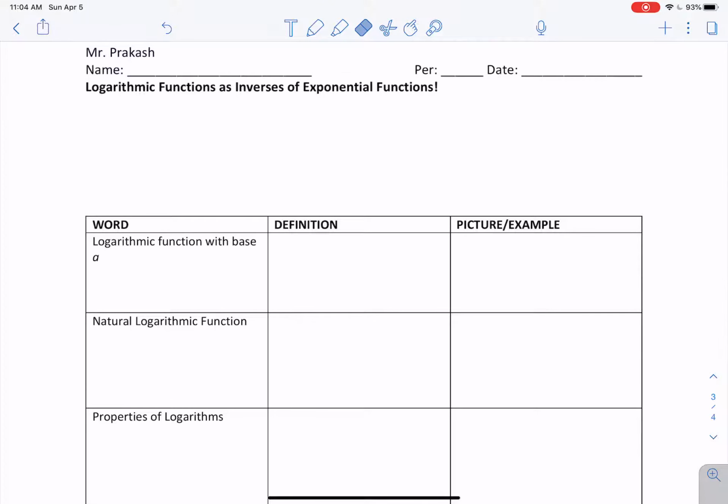So logarithmic functions are the inverse of exponential functions. What that means is if you have, for example, a function y equals 2 to the x, its inverse is y equals log base 2 of x. And that means that if I compose these two functions, if I do 2 raised to log base 2 of x, or if I did log base 2 of 2 to the x, both of those would just equal x. They reverse each other's properties.